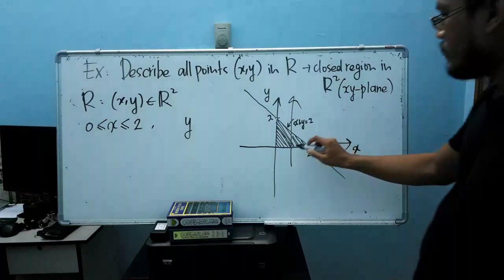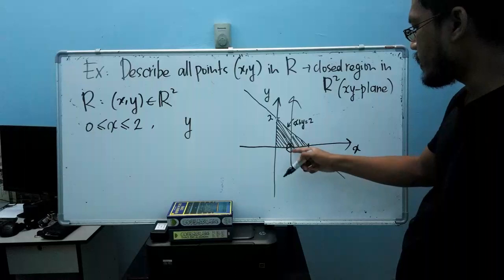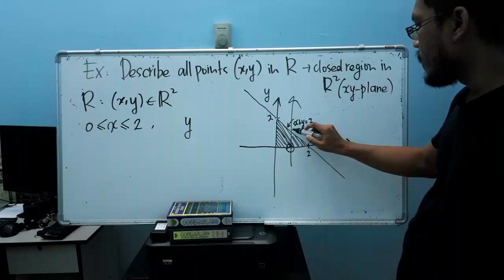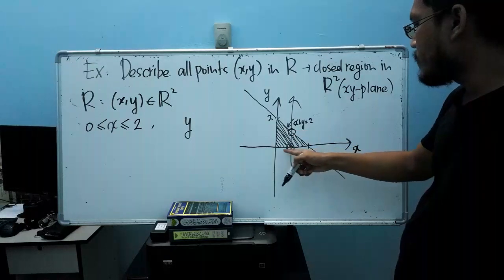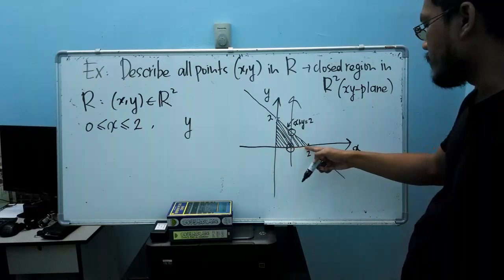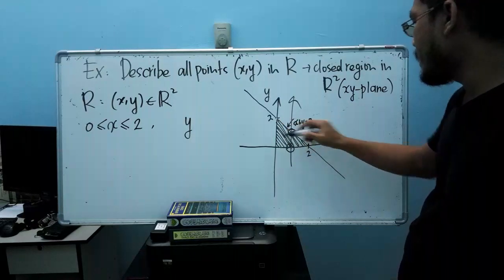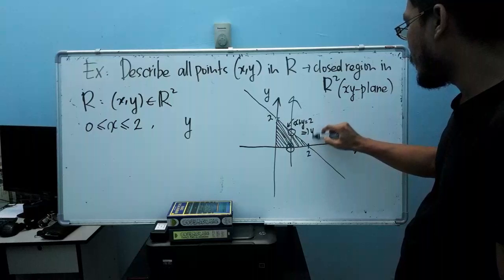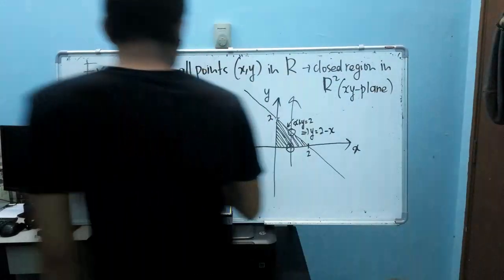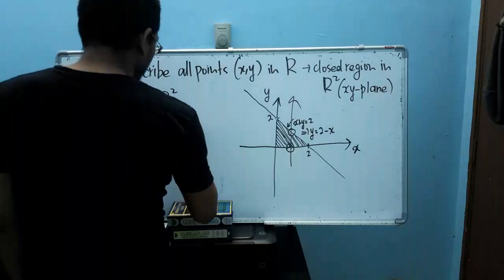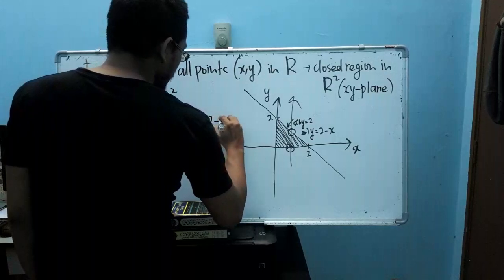Now you see it will come to this point, and then it will go up to this point. Of course, what is my y value here? My y here is equal to 0. How about this line? This line will give me y equals 2 minus x. Therefore, the condition of my y here will be in between 0 and 2 minus x.